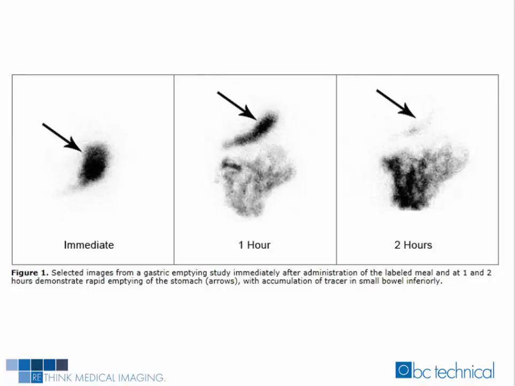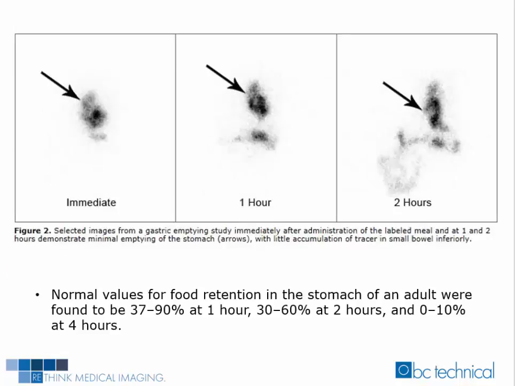This is an example of rapid gastric emptying post-meal ingestion. This is an example of minimal gastric emptying. Normal values for food retention in the stomach of an adult were found to be 37 to 90% at 1 hour, 30 to 60% at 2 hours, and 0 to 10% at 4 hours.